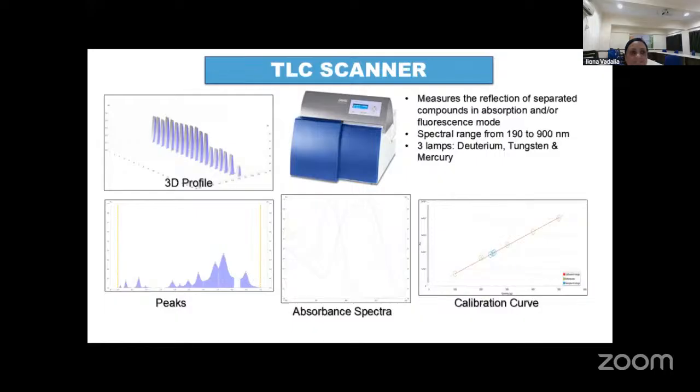So after the scanning, you will get this type of spectra. This is a 3D image. This is a chromatogram. And in scanning, you are also able to see the spectrum. Like UV, we are taking the spectrum from 200 nanometer to 400 nanometer. So in this scanner, this facility is available. You are able to take the scanning.